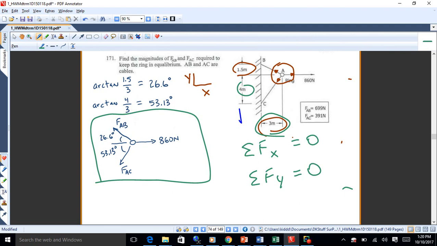So then I can throw those 2 equations at it. Sum of Fx is 0, sum of Fy is 0. Now, if you have a solver on your calculator, you can use that, if that's how you want to solve the equations you generate. Just remember to show work though.